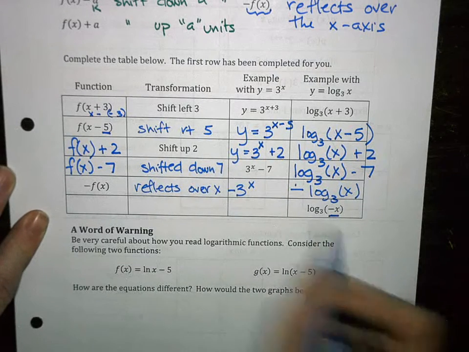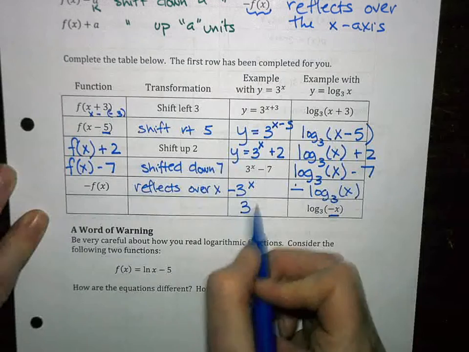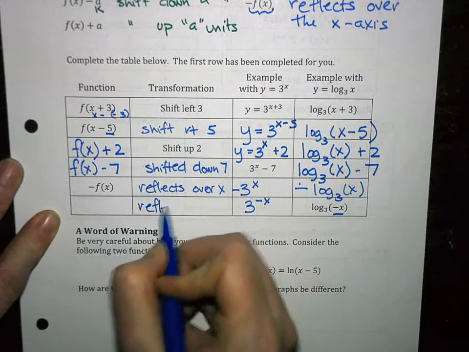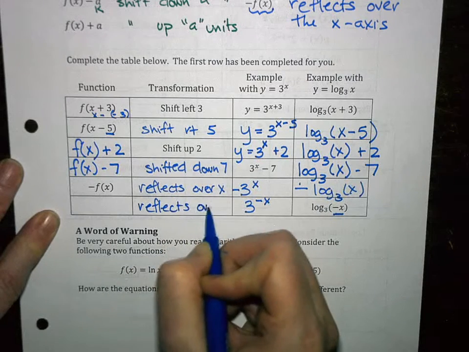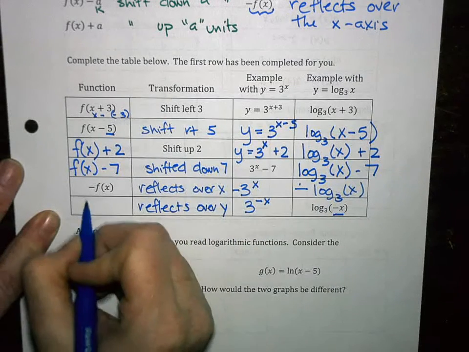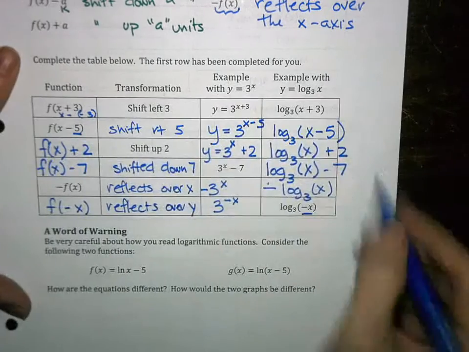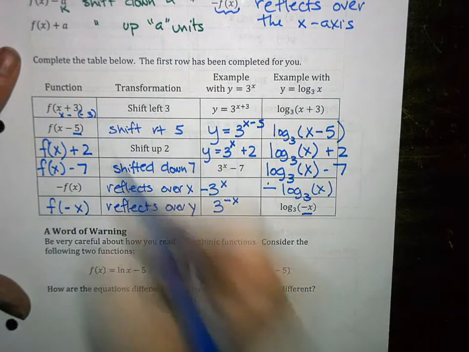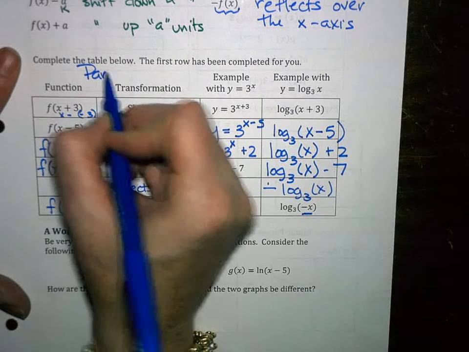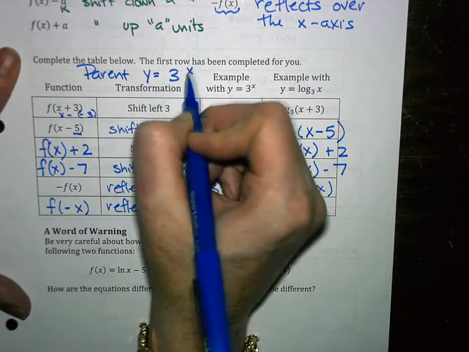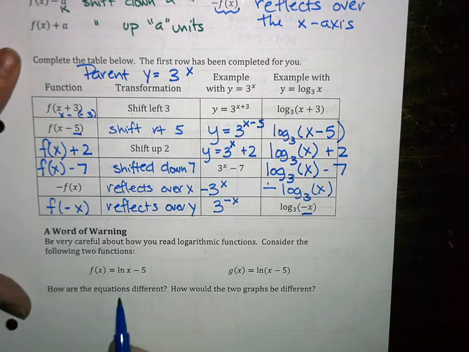Now, when I have the log base 3 of negative x, what does that look like here? It's 3 to the negative x. It reflects over y, and it's f at negative x. Now, this whole table has the same parent function of y equals 3 to the x. It's just shifts.